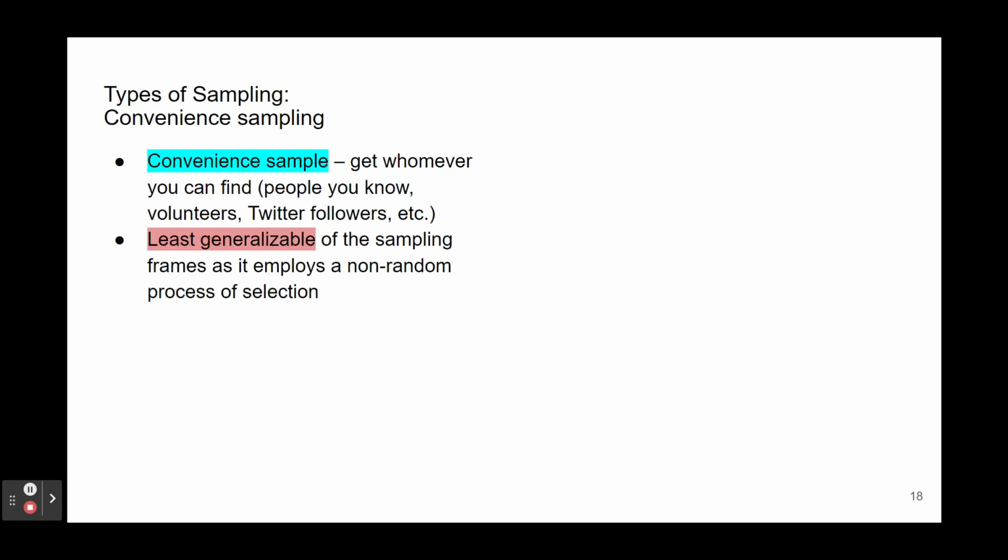Types of sampling. There are multiple types of sampling. The first is convenience sampling. Convenience sampling is when you just gather the data as much as you could. There's no randomized component, right? This is the least generalizable.